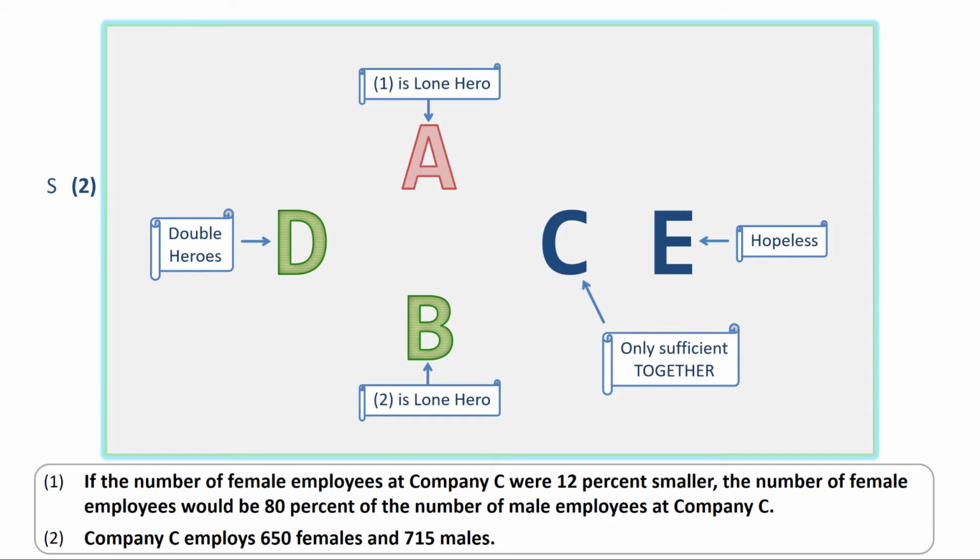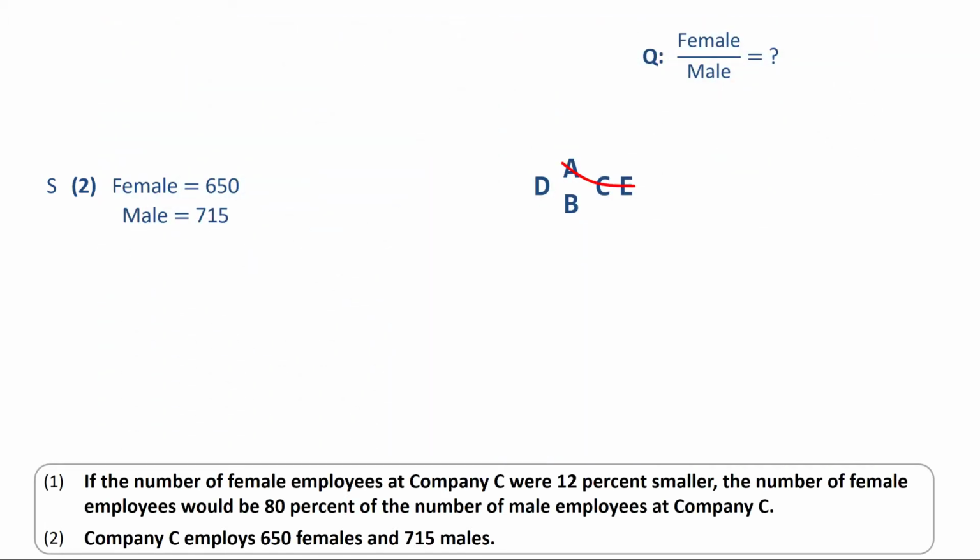A and B are opposites, so one of them always gets eliminated in the first round. As for C and E, they claim that neither 1 nor 2 is sufficient. Since 2 actually is sufficient, C and E are wrong. Anytime we start with statement 2 and find it to be sufficient, we get to cross out A, C, and E in one swoop. Let's move on to statement 1.